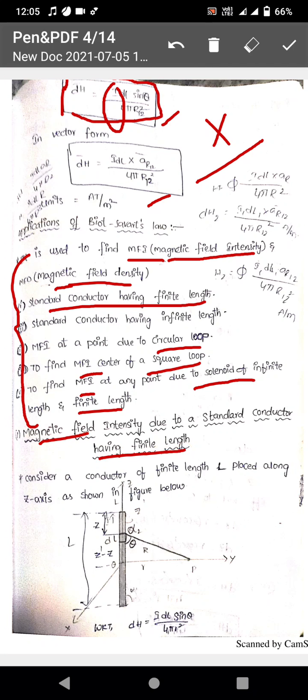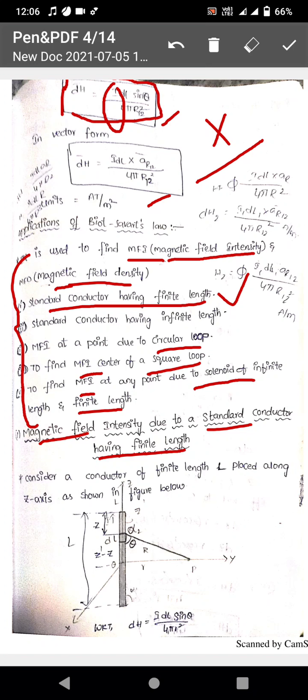Magnetic field intensity due to a standard conductor having finite length, if you apply the Biot-Savart law. How do we apply the Biot-Savart law to solve this type of derivation? We have to remember that first we must know Biot-Savart law, then the magnetic field intensity due to a standard conductor is the first application, then the second application and the fifth application. If you study the fifth one also, then anyone will come to find the H bar in examinations.